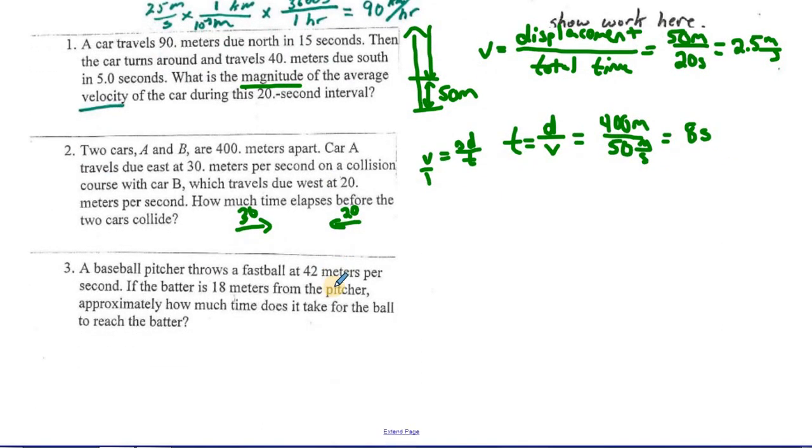Next one, we have a baseball pitcher throwing a fastball at 42 meters per second. If the batter is 18 meters away from the pitcher, how much time? So once again, we're going to take a look at our definition of average velocity, do a little bit of algebra, and we get time is equal to distance divided by speed. And this one's more straightforward, just a plug and chug. So we have 18 meters divided by 42 meters per second. And if you do that, we get 0.43 seconds. All right, on to the next one.